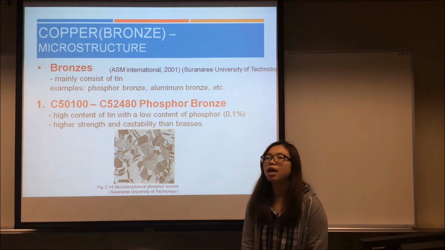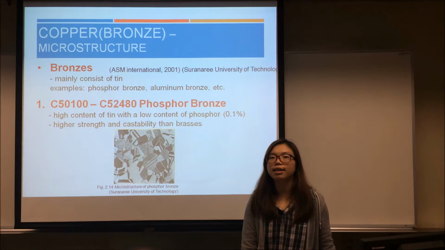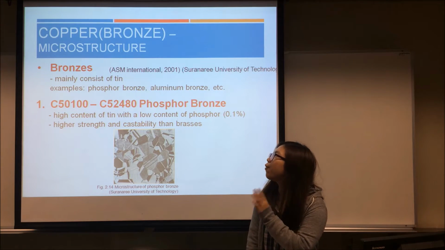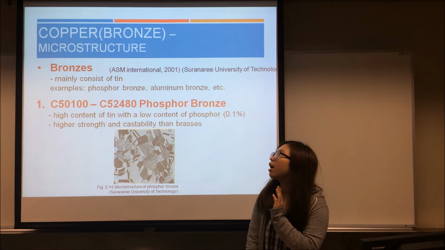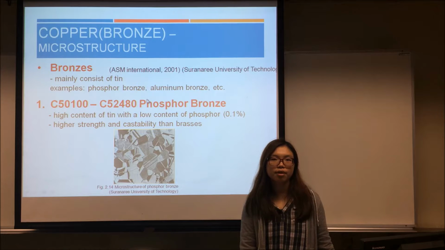Moving to bronze. Bronze is a kind of copper alloy that consists mainly of tin as its alloying material. There are many kinds of bronze, including phosphor bronze and aluminium bronze.